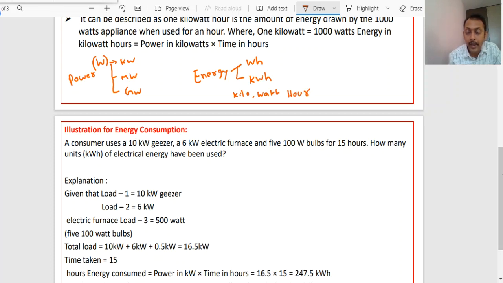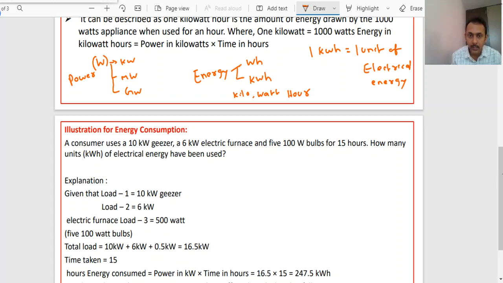Now the electricity bill we will pay is for 1 kilowatt hour, which is called 1 unit of electrical energy. 1 unit of electrical energy. This is very, very important, dear students. Electrical energy, 1 kilowatt hour. So how do you understand that?